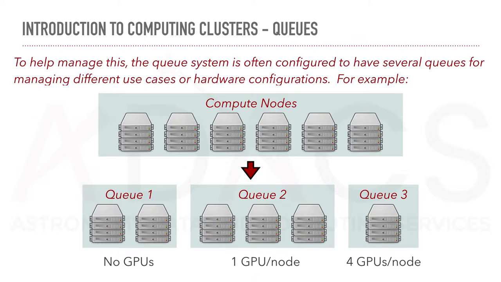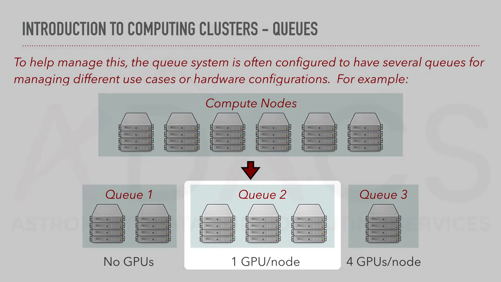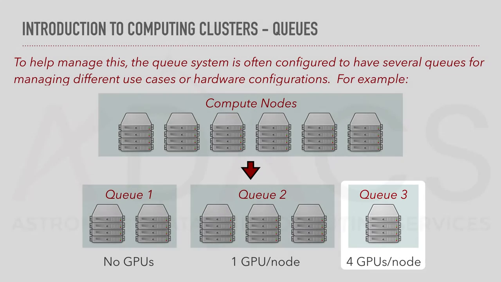Often, the queue system manages several separate queues for managing different hardware configurations or for optimal deployment of different use cases. This is demonstrated here, where three separate queues have been established for cases where jobs need no GPUs, one GPU per node, or four GPUs per node. It is the responsibility of the user to specify the correct queue when they send tasks to the queue system.